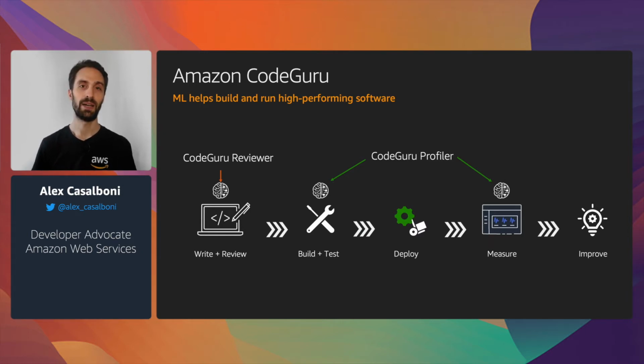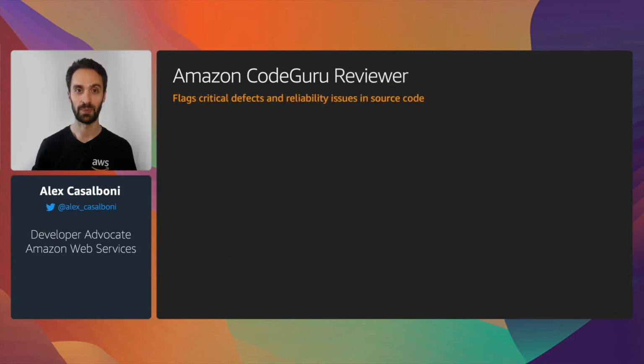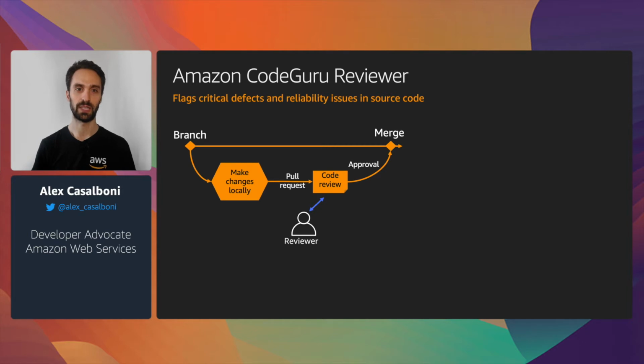Why? Well, imagine that your code is running on a large fleet or a large cluster of instances or virtual machines. Chances are that if you can identify and fix the most expensive lines in your code, you can also reduce the infrastructure cost that is required to run that code base. And I'll give you some examples in a second. So let's talk about the reviewer for a second.